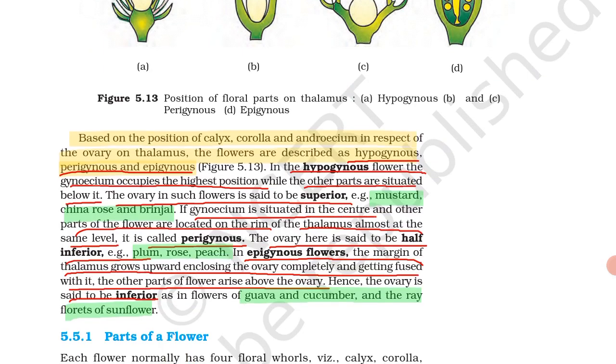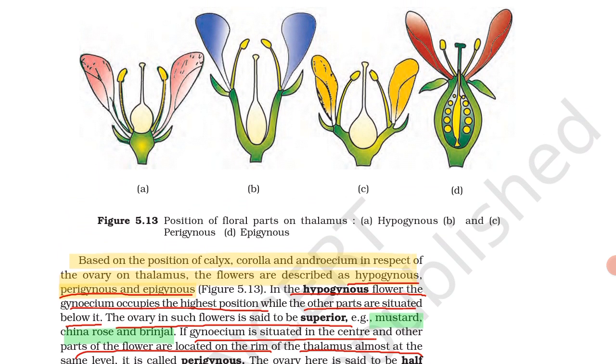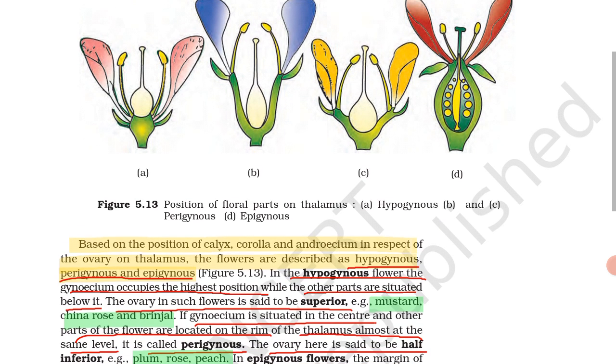Based on the position of calyx, corolla and androecium in respect of the ovary on the thalamus, the flowers are described as hypogynous, perigynous and epigynous. So let's see figure 5.13 with the diagram: hypogynous, epigynous and perigynous. We will learn according to the figures.